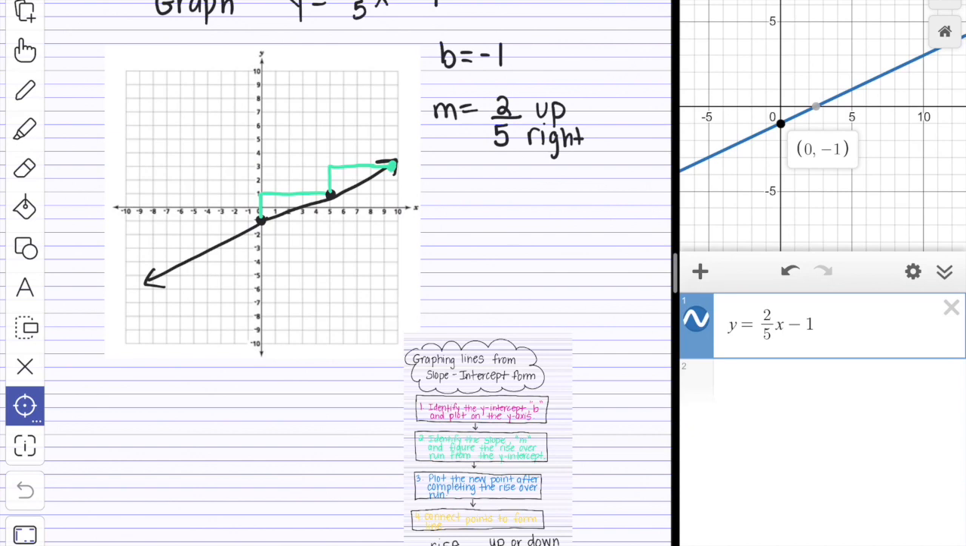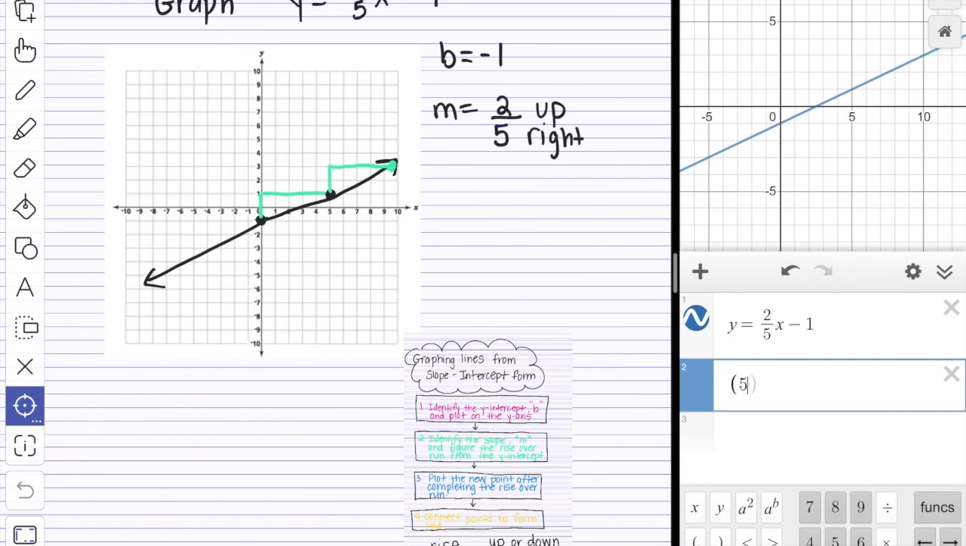I see that my y-intercept, I clicked the y-intercept, and it was at 0, negative 1. And we should have a point at 5, 1. So if I go to 5, 1, I can see at 5, 1 that clearly is a point there. I can also type the point 5, 1, and I can see that it lands on the graph. Okay, so these are just ways to check behind yourself.